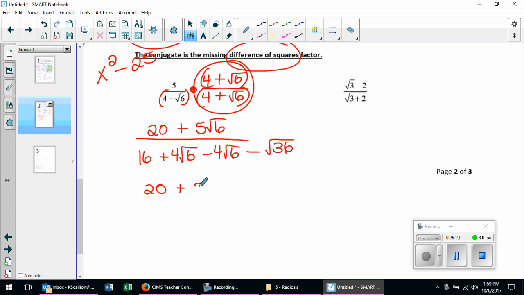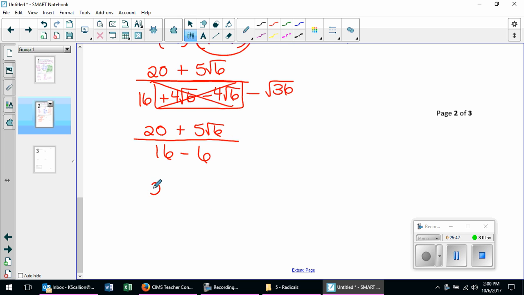20 plus 5 root 6 all over... What do you notice? What do you notice about these two terms? They cancel each other out. They're gone. What's the square root of 36? 6. So I've got 16 minus 6. So 20 plus 5 root 6 over 10.